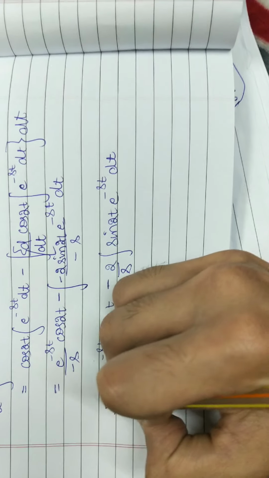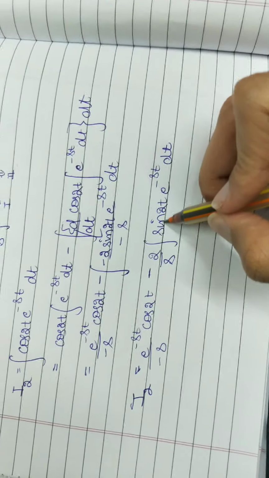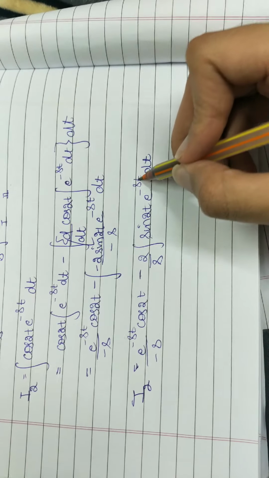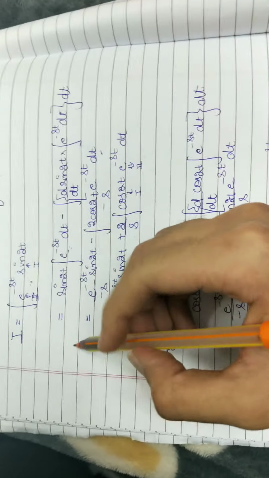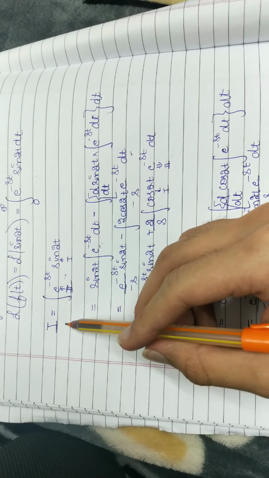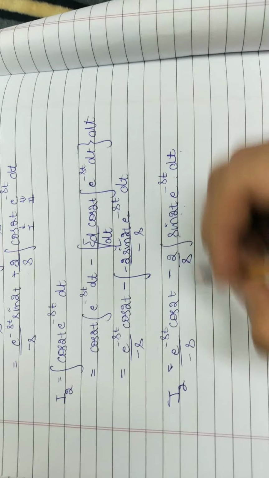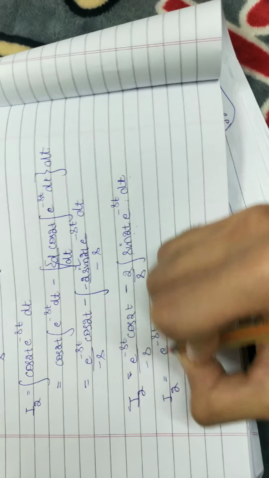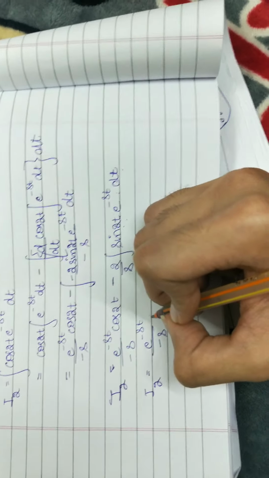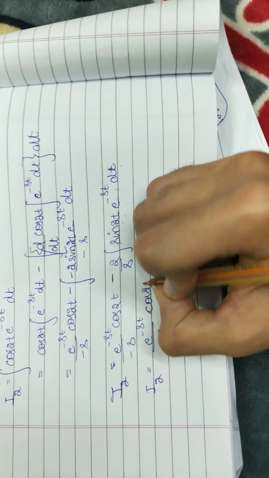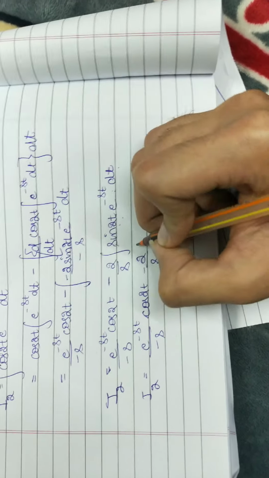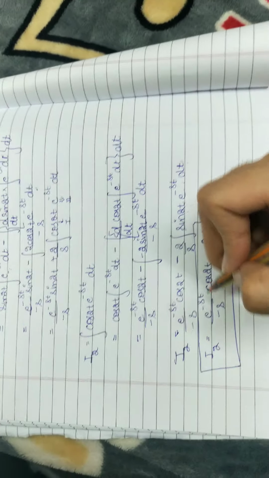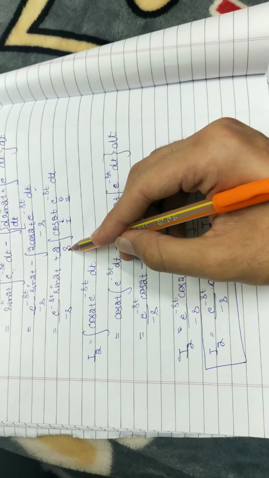This is our I2, integral I2. Now on carefully examining this integral, sin 2t into e raised to power minus st dt. This is the same integral I, right? So I'm gonna put I here instead of this integral. So I2 therefore yields us e raised to power minus st divided by minus s cos 2t minus 2 upon s I, right? So this, now I'm gonna substitute the value of I2 in this equation.